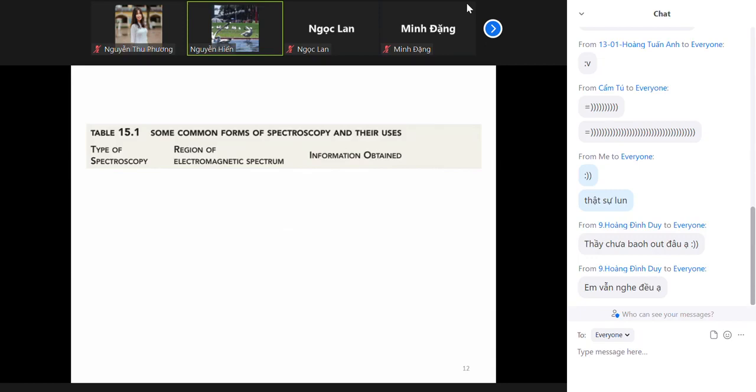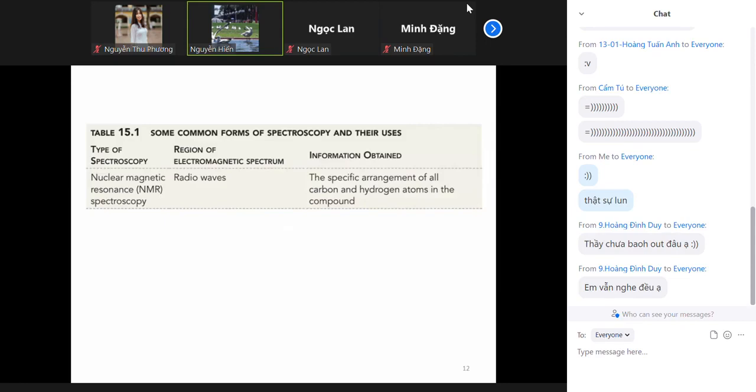Okay, so this table is going to give you some of the most important applications of light. The first and very important application is of radio waves. Radio waves are the light at the very right side of the electromagnetic spectrum. They have long wavelength and low frequencies, remember. This is used in nuclear magnetic resonance spectroscopy, which I think is the most powerful method to study the specific arrangement of carbon, hydrogen, and other atoms in organic compounds as well as inorganic compounds.